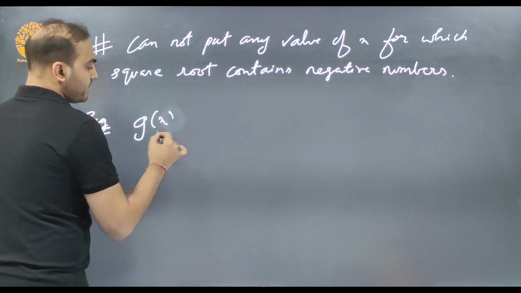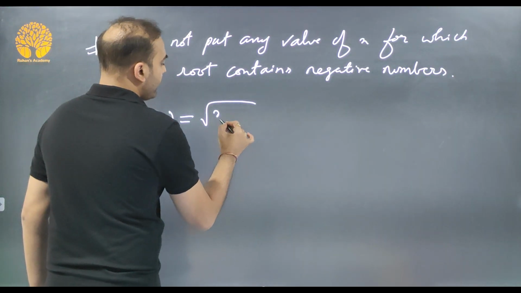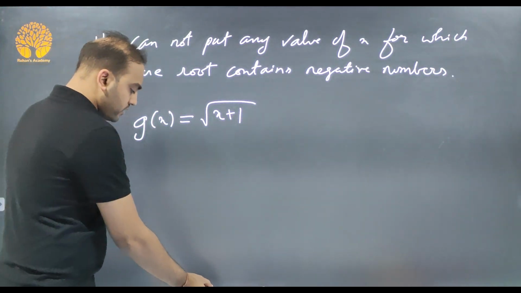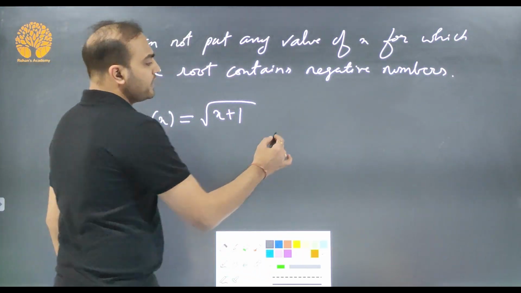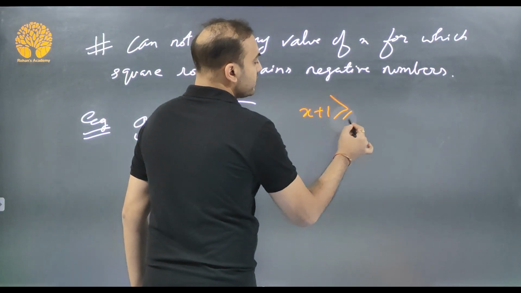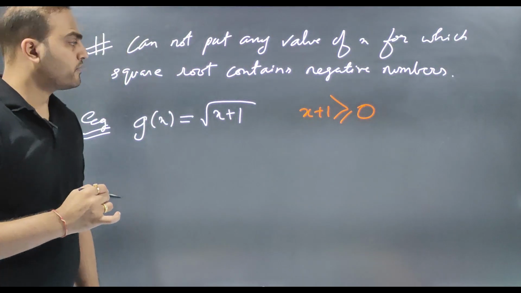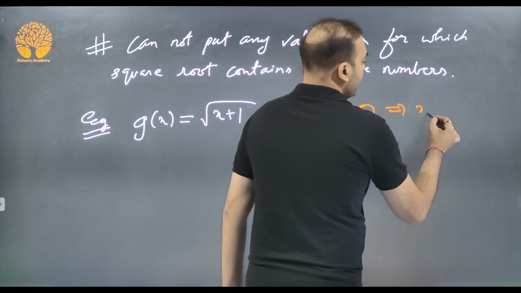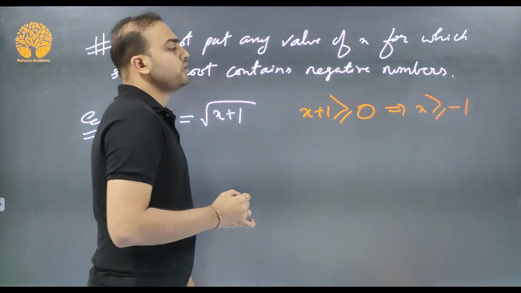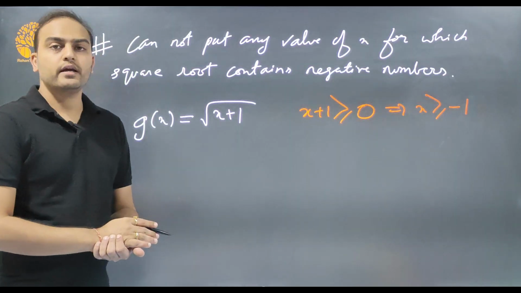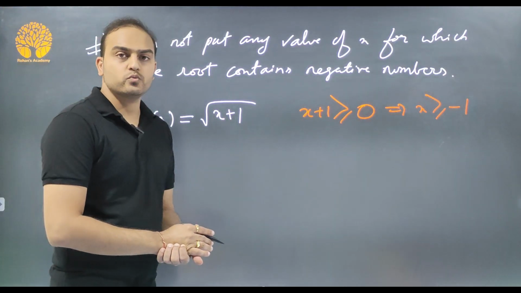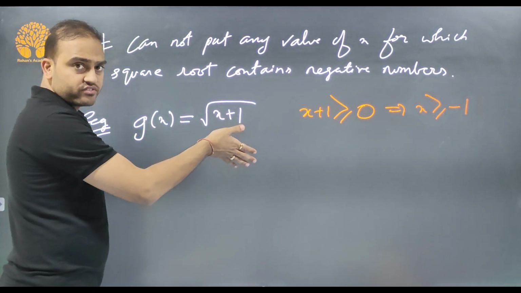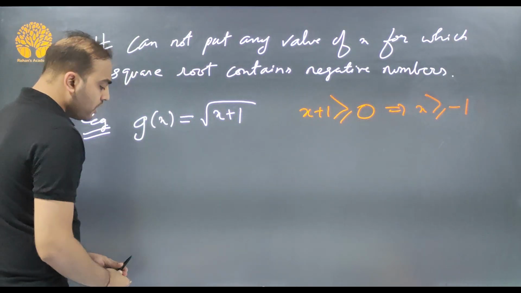Say another example. Say g of x is square root of x plus 1. To find the domain, you will say x plus 1 has to be greater than or equal to 0. That means x has to be greater than or equal to minus 1. The idea is the value inside the square root has to be positive or 0.